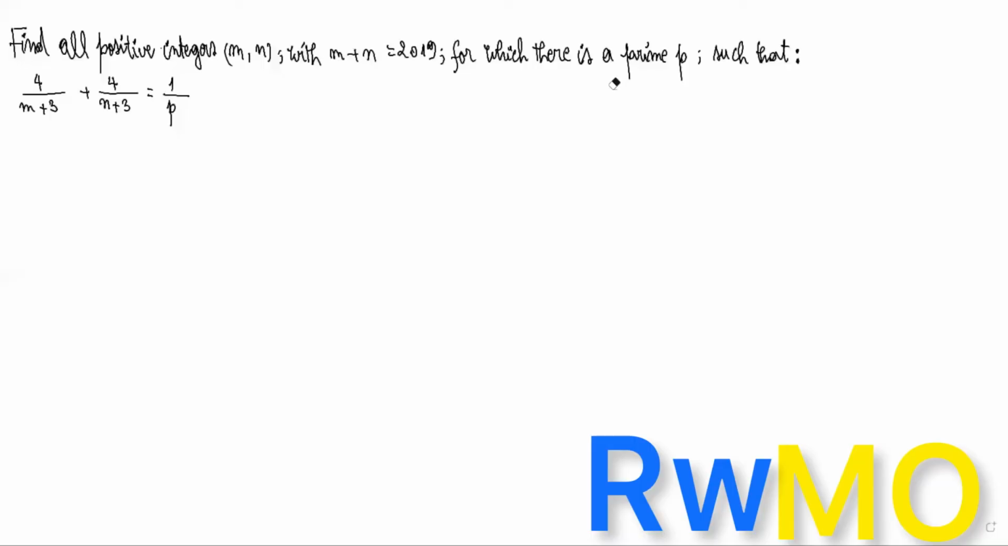Hello, welcome. Let's have a look at problem 1 from the Random Math Olympiad team selection test. It says, find all positive integers m, n with m plus n equals 2019, for which there is a prime p such that 4 over m plus 3 plus 4 over n plus 3 equals 1 over p.